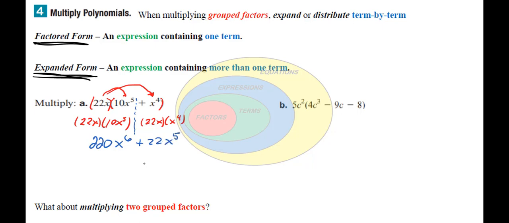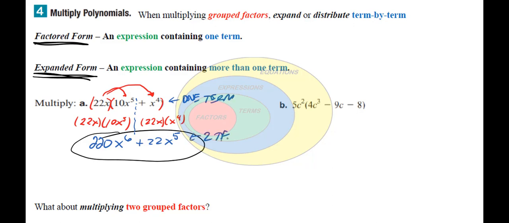Once I'm done distributing, I have two separate terms. I cannot combine these two separate terms because they're different. They're not like terms. They don't have the same variables to the same power. So this would just be my answer. But we started with one term, basically factored form, and when we distribute term by term, we end up with two terms, which is expanded form. So it allows us to write expressions in factored form as expanded form.